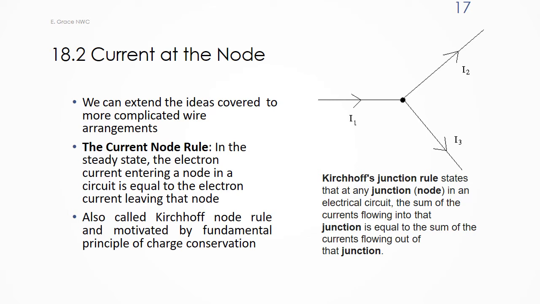So we can expand this now into circuits that have nodes, little junctions where the current splits off. So we have something called the current node rule. In the steady state, the electron current entering a node in a circuit is equal to the electron current leaving that node. This is also called Kirchhoff's node rule or Kirchhoff's junction rule, and is essentially motivated by the fundamental principle of charge conservation. I'll read it again. Kirchhoff's junction rule states that at any junction or node in an electric circuit, the sum of currents flowing into that junction is equal to the sum of the currents flowing out of that junction.